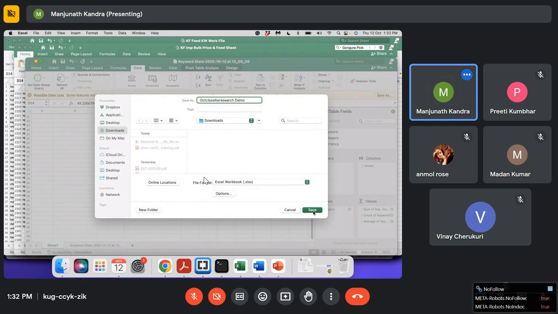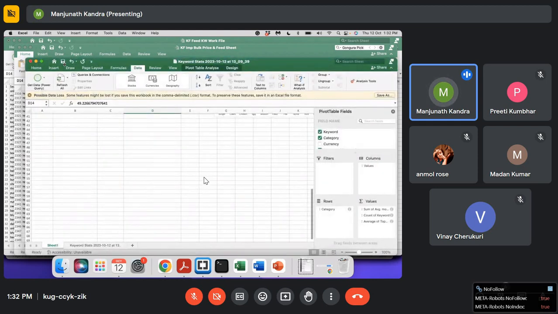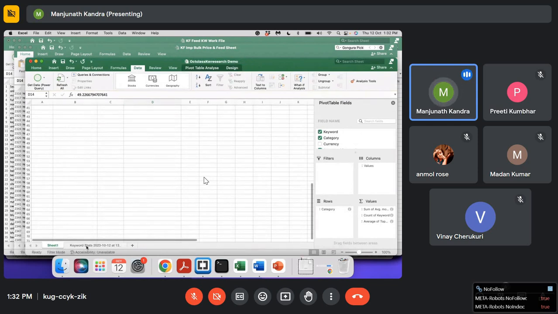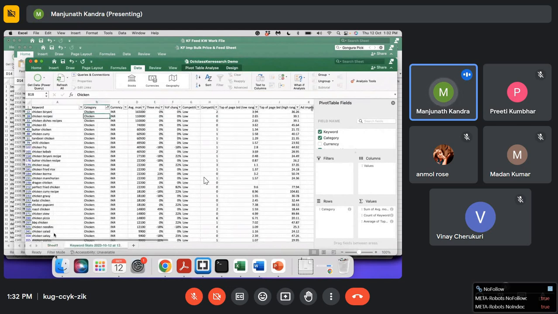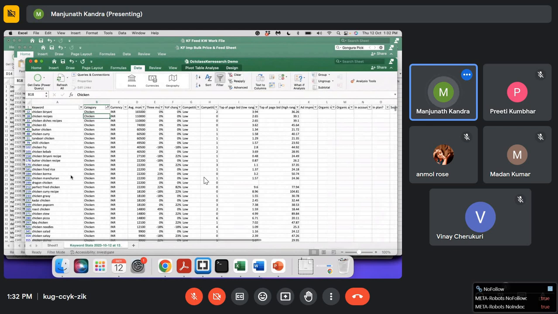If I'm simply clicking on save, see earlier when I downloaded from the Google Ads, this was in CSV format. See, there are multiple sheets in this Excel book, sheet one and this one. If I'm on this and simply click on save, this will remove another sheet and saves only one sheet. Hence, I save it as Excel. If it is CSV, it saves only one file. Okay, fine. I'm closing this.